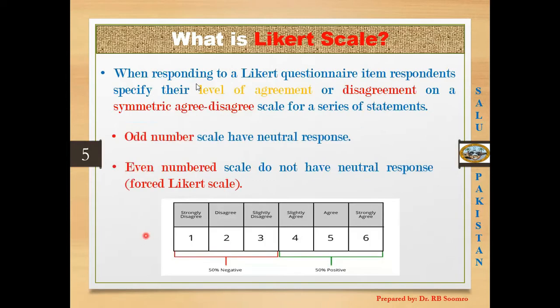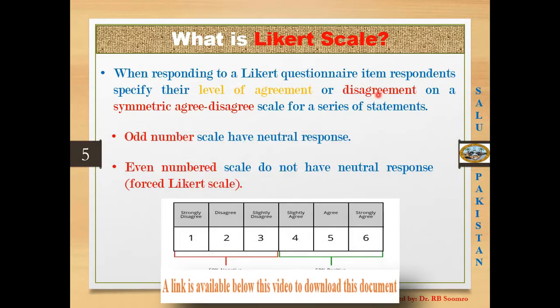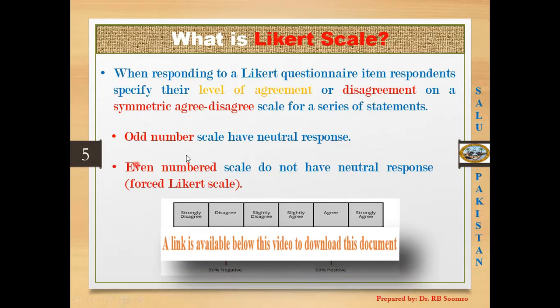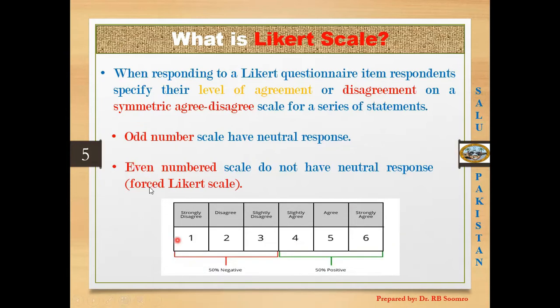When responding to a Likert scale question, the respondent specifies their level of agreement or disagreement. Whenever you choose strongly agree or strongly disagree, you are showing your level of agreement or disagreement regarding any psychometric item. Odd number scales have a neutral response, while this one is an even number, so even number scales do not have a neutral response. These are forced Likert scales.